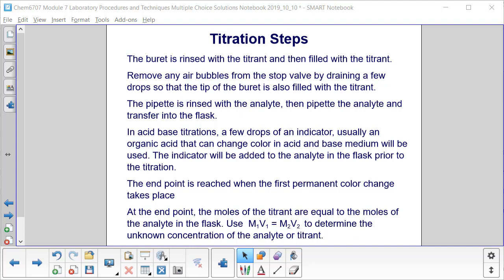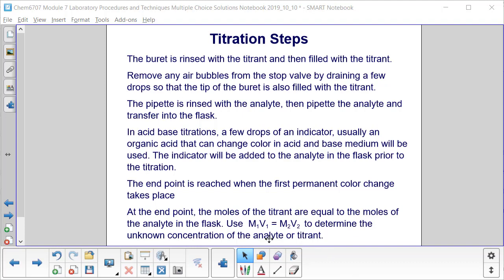In acid-base titrations, a few drops of indicator, usually an organic acid like phenolphthalein or bromothymol blue, that can change color in acid-base medium will be used. The indicator will be added to the analyte in the flask prior to the titration. The end point is reached when the first permanent color change takes place. At that point, the moles of the titrant are equal to the moles of the analyte in the flask, and we can use the equation M1V1 = M2V2, where M is molarity and V is volume, to determine the unknown concentration of the analyte or titrant.